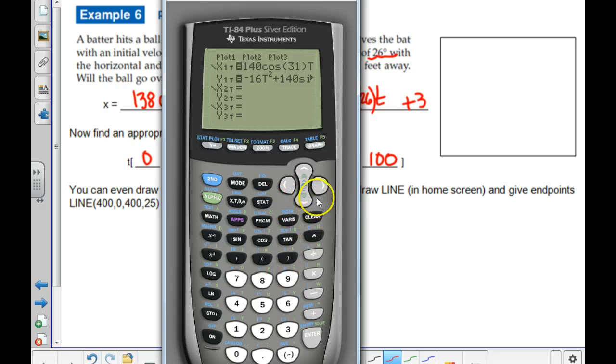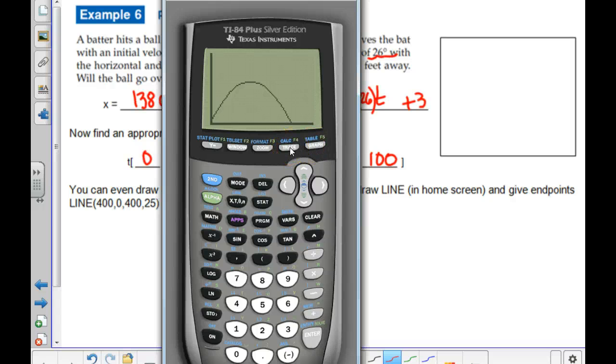Okay, it was 138 cosine of what? 26t. Okay, so our angle was 26. And this one needs to change to 138. And we need a plus 3 on the back, right? Because it came off the bat 3 feet above the ground. All right. There's the ball. Path of the ball. Actual path of the ball this time, right? Because it really is doing a height up and down.